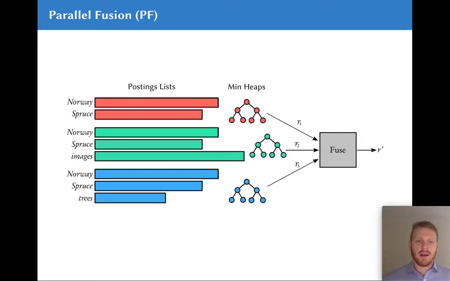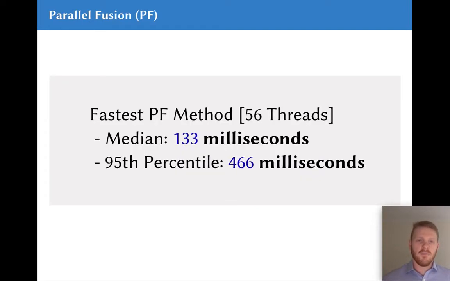The good thing about parallel fusion is we don't have to change the underlying system. We can just run all of the queries in parallel. If we do this, the fastest method that we found using 56 threads gave a median latency of 133 milliseconds and a 95th percentile latency of 466 milliseconds.